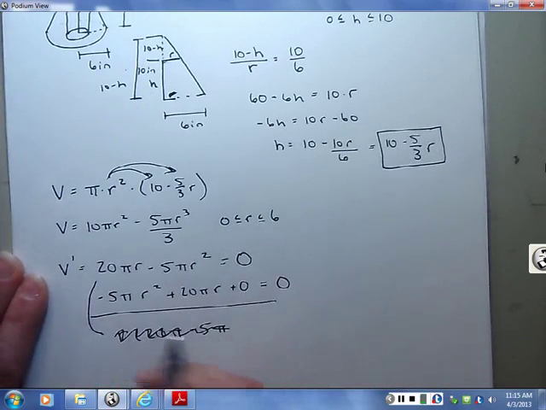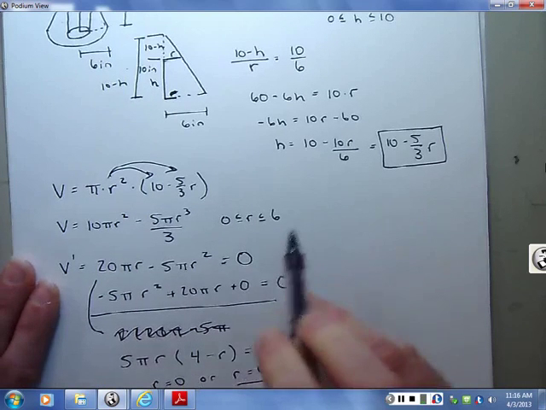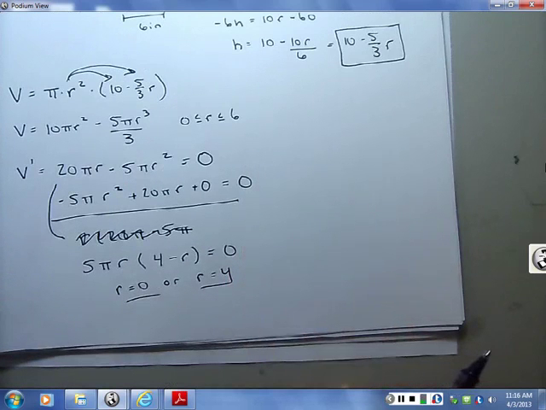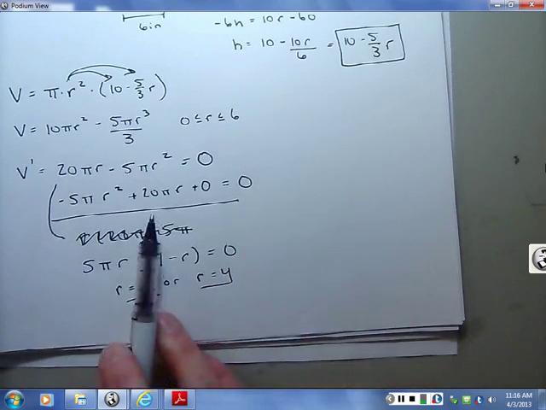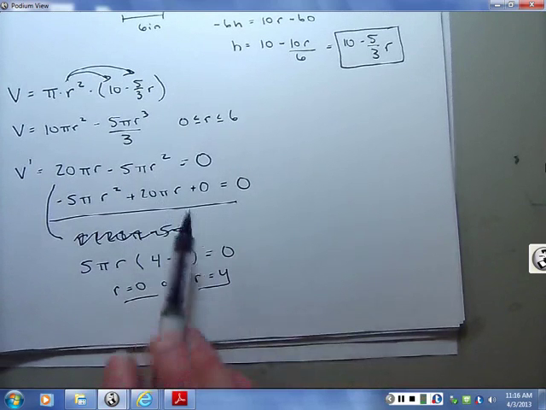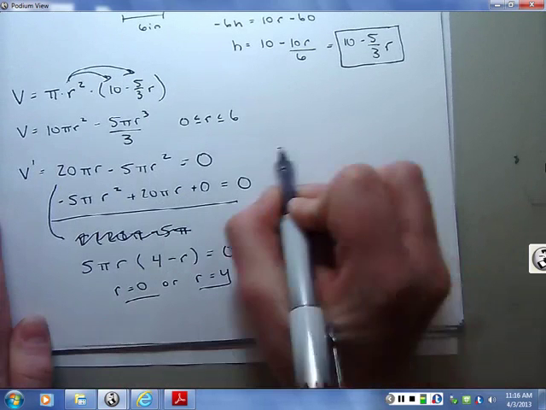Let's factor out a 5, pi, and an r. So I have 4 minus r equals 0. So r equals 0 or r equals 4, which both fit in my interval. I could use the Pythagorean theorem with a quadratic as well, but it turns out it's easier to factor it, because I factor out 5 pi r and I get this one. So now I need to test my points.